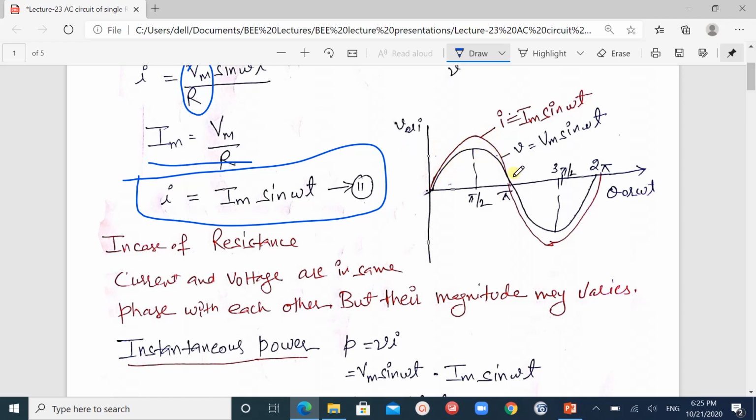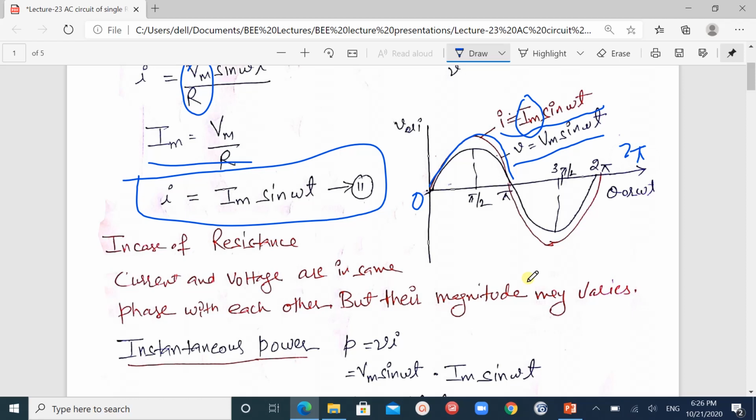The first waveform is of the voltage and the second waveform is of the current, and both are in phase with each other but their magnitude may vary. So this is the voltage V is equal to Vm sin omega t, and this waveform is for current I is equal to Im sin omega t. Im is the maximum current and it is from 0 to 2 pi. We are showing one cycle.